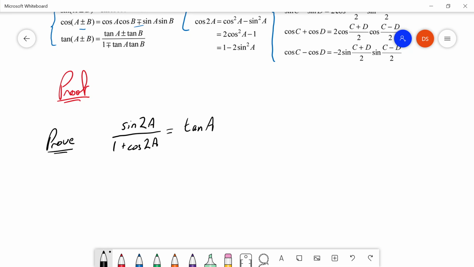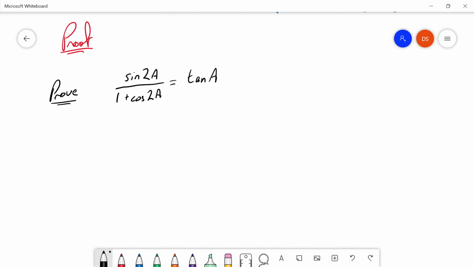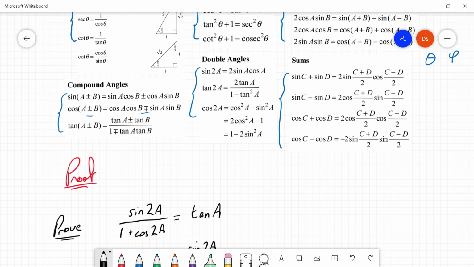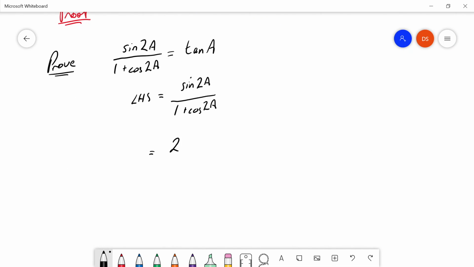Trig proofs are very standard in mathematics, and so we've got to be very careful how we do this. How we do this is we start with one side. I'm going to start with the left-hand side, LHS, and I'm going to manipulate it until it looks like the right-hand side. Okay? So here we go. I take the left-hand side. I notice that sine 2a, using my identities from before, is a double angle, so I can rewrite that as 2 sine a cosine a.